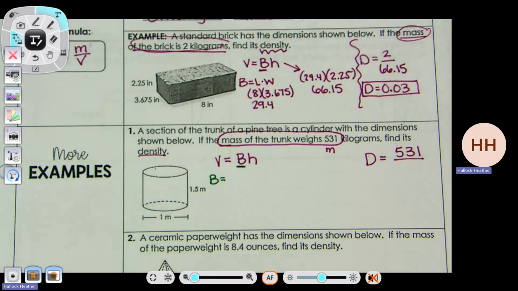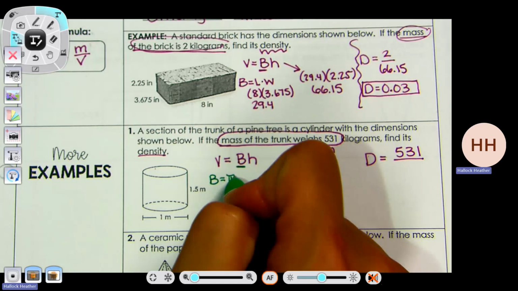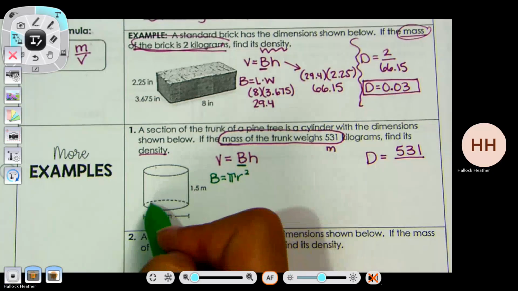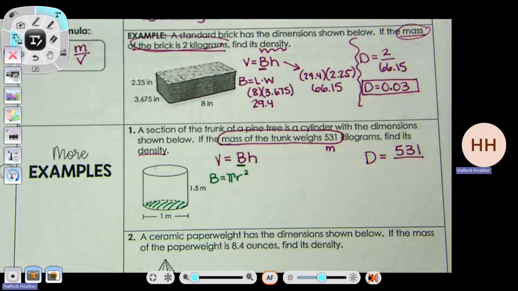We are not using length times width because it's not a rectangle. What are you using? Radius. Yeah, pi r squared. If you don't know that, that's okay, because on your reference sheet, if you go to circle, because the base is a circle, it says the formula there. It's kind of just plugging formulas into other formulas. So a circle is pi r squared. So take a second, find the volume of your cylinder. You are not using 1. 1 is the whole thing.